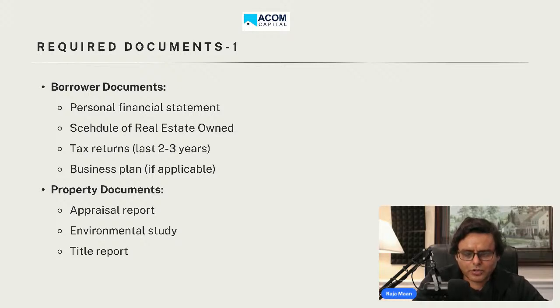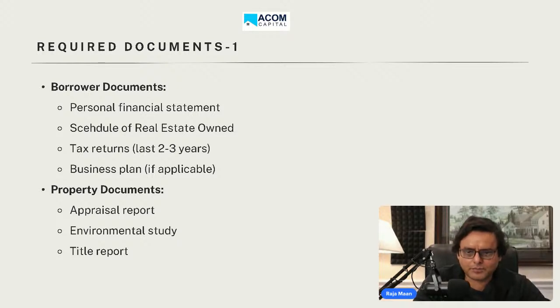Schedule of real estate owned properties. We need to see how many properties you own right now and how many projects you have done in the past. It's always on the schedule of real estate owned properties. Tax returns for the last 2 to 3 years. We usually don't ask right away, but this is part of the process. Business plan, if there's any. It's not very important, but it is helpful if you have a business plan.